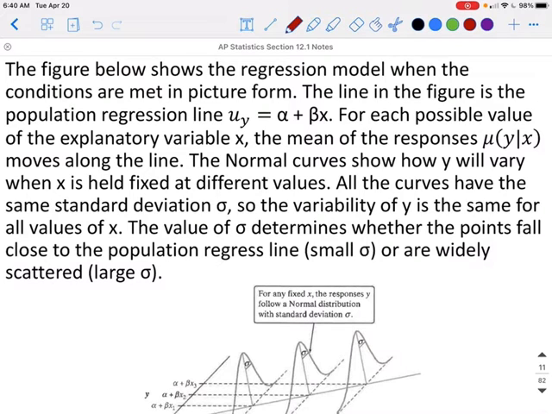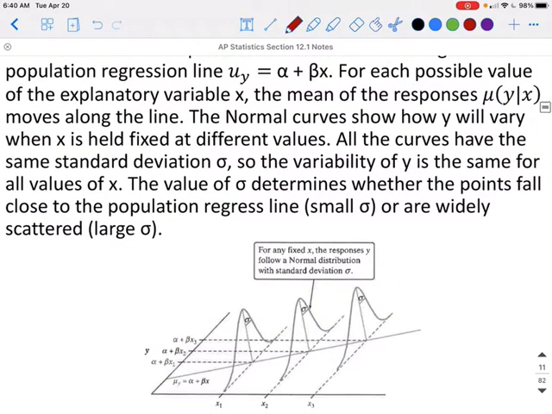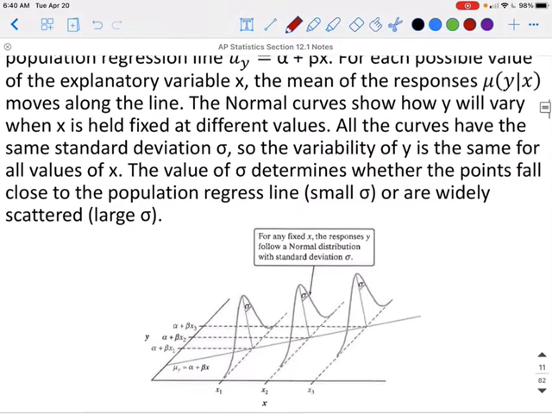The figure below shows the regression model when the conditions are met in picture form. The line in the figure is the population regression line, mu sub y equals alpha plus beta x. For each possible value of the explanatory variable x, the mean of the response, mu sub y, moves along the line. The normal curve shows how y will vary when x is held fixed at different values. All of the curves have the same standard deviation sigma, so the variability of y is the same for all values of x.